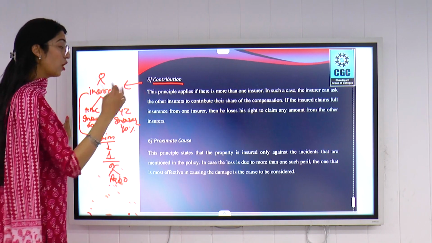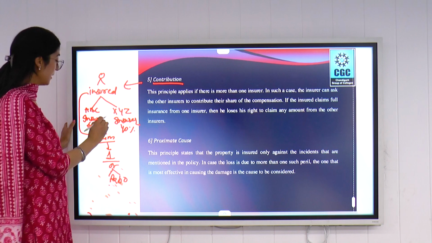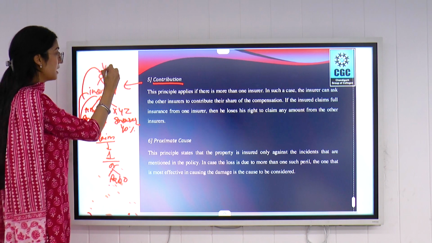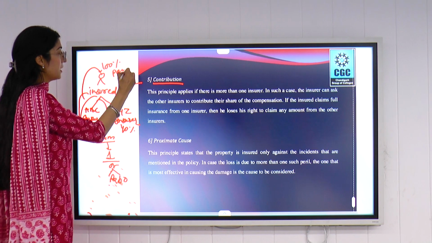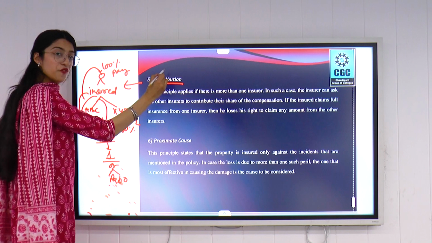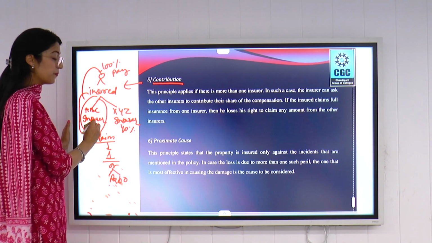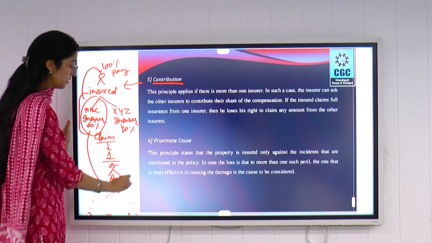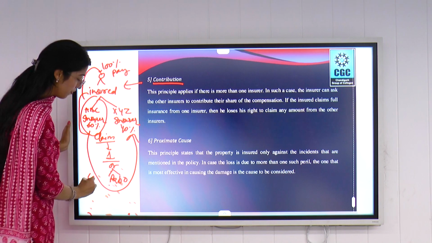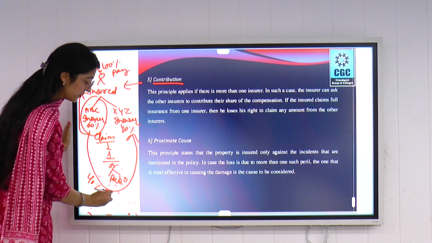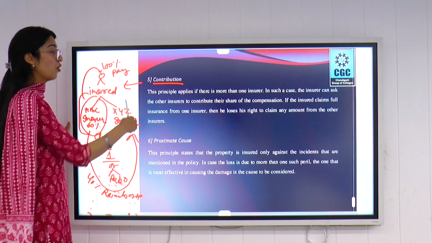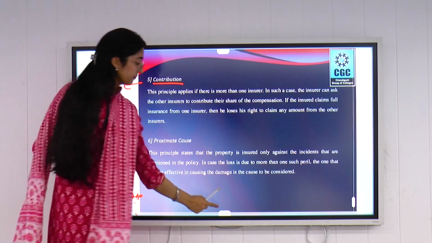ये है कंट्रीब्यूशन. Now in further contribution, क्या है, जब अगर ABC ने 100% क्लेम पे कर दिया है इंश्योर्ड को, in that case on the basis of the principle of contribution, ABC कंपनी अपना 40% शेयर मांग सकती है किससे, XYZ इंश्योरर से. अपना 40% वो रीइंबर्स करवा सकती है. So this is all about the contribution.